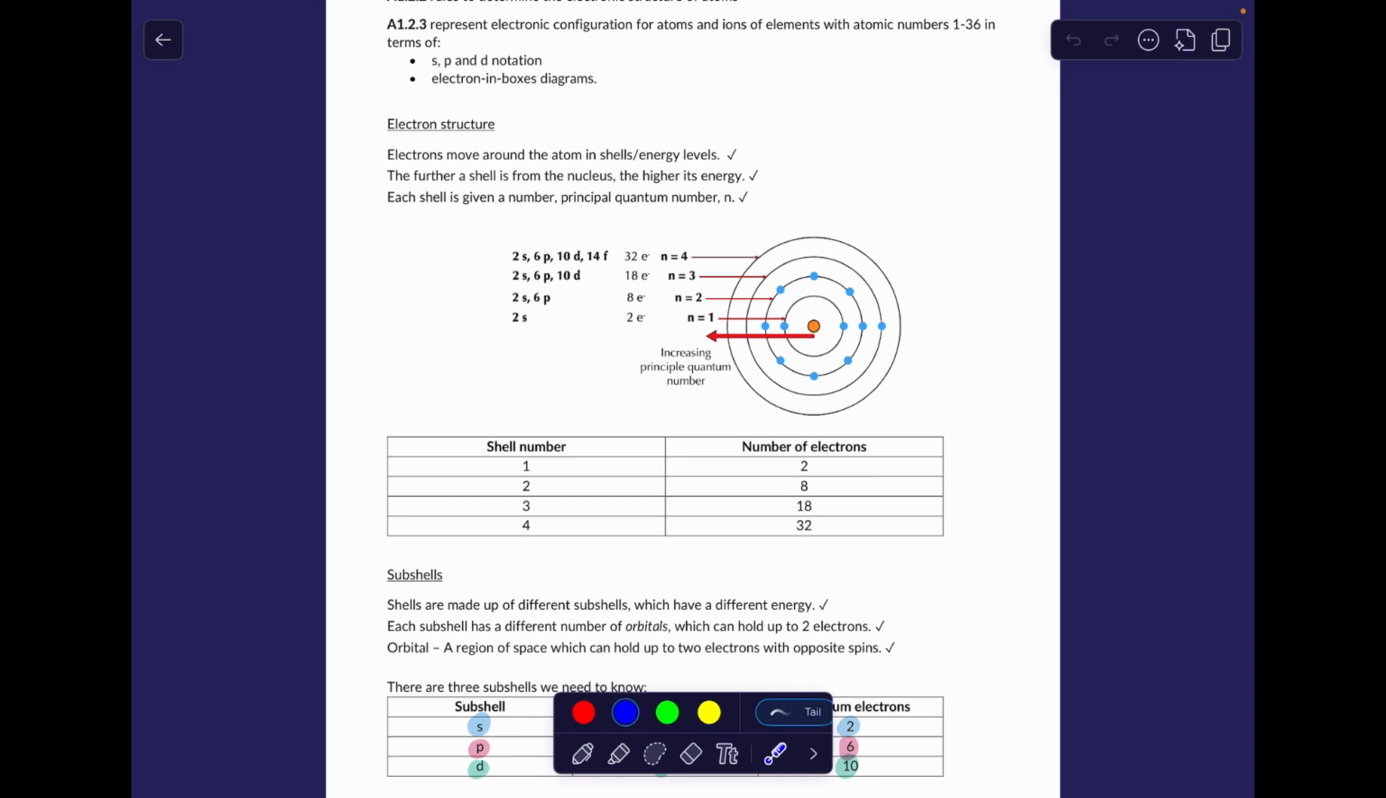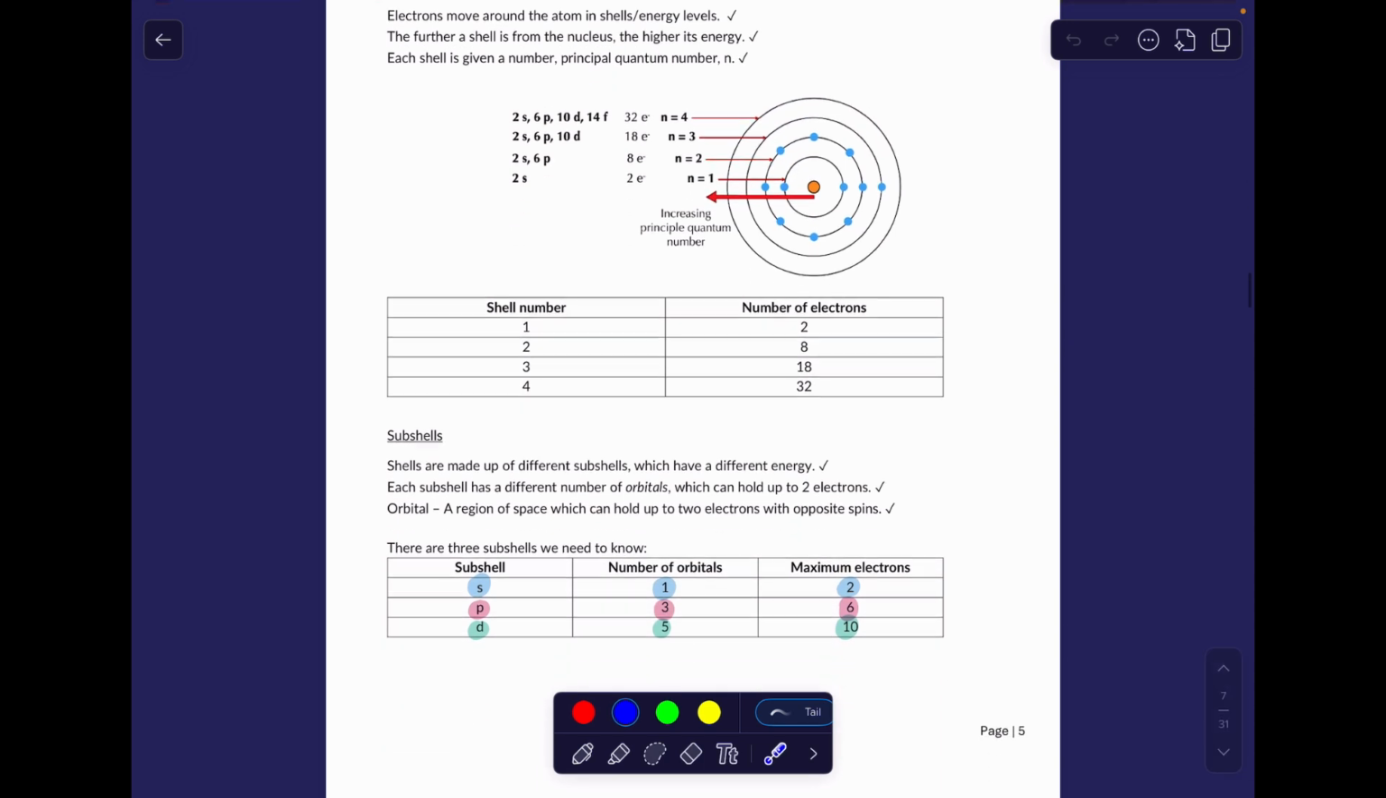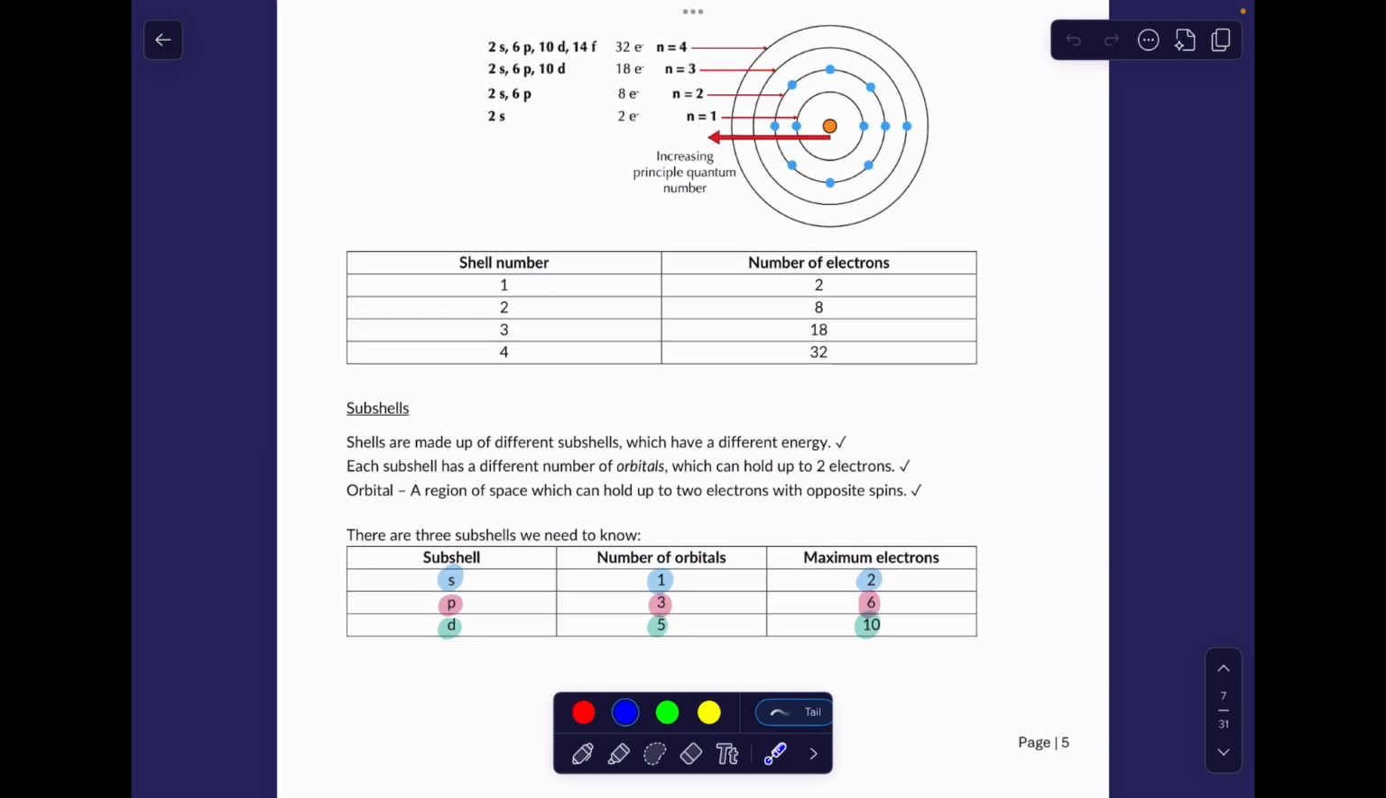And each shell is given a number or a principal quantum number n. Now you don't need to be aware of the principal quantum number n, but you do need to know that this one is 1, this one is 2, this one is 3, this one is 4. That's it. The shell number corresponds to how many electrons they have. So in number 1, we have 2 electrons. In number 2, we have 8. 3, we have 18. And 4, we have 32. I think there are easier ways of working this out, but you can just remember this if you need it. I would prefer if you worked it out.